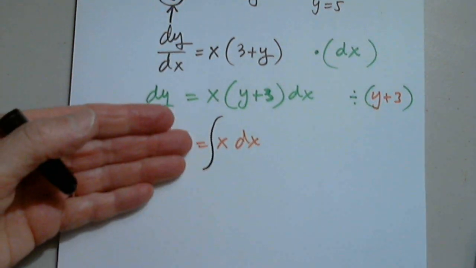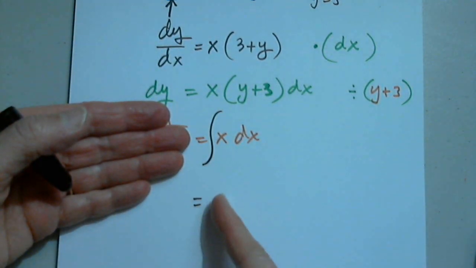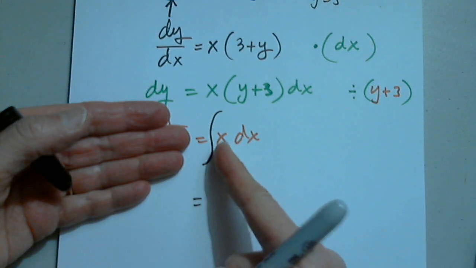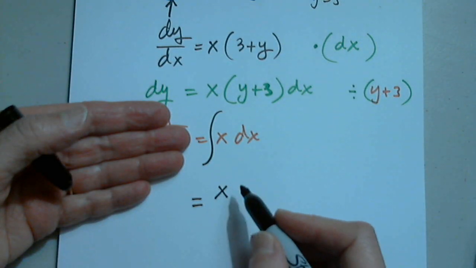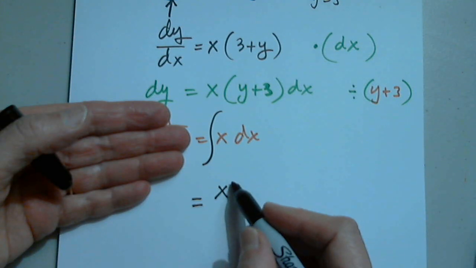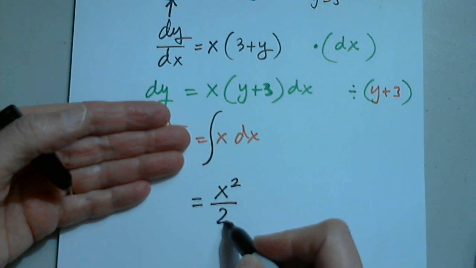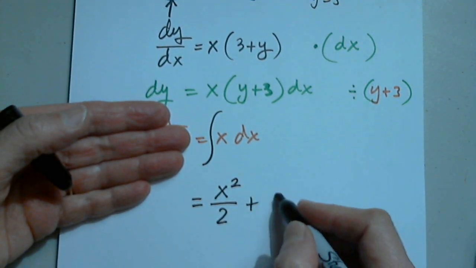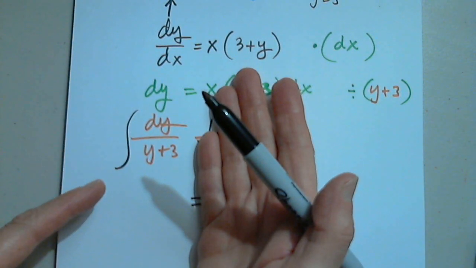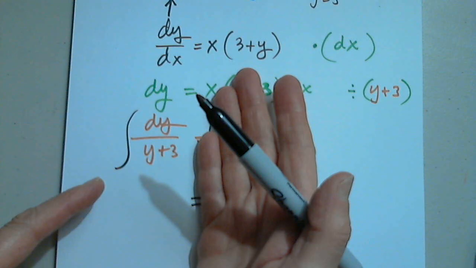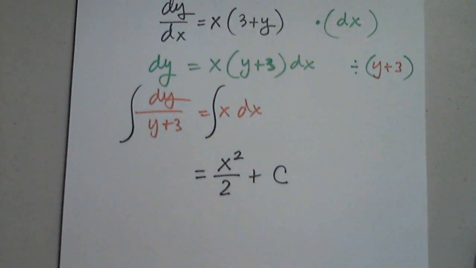Let's start with the easy part. Which function prime is x? x squared over 2. Yes, plus a constant c. Good. Now, here I have to be careful. Let's do this on the side.